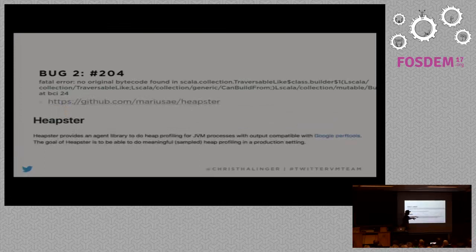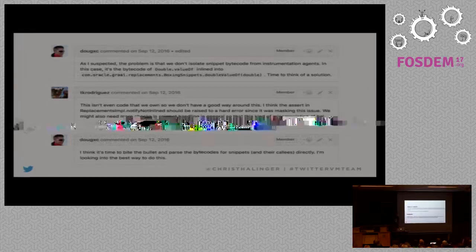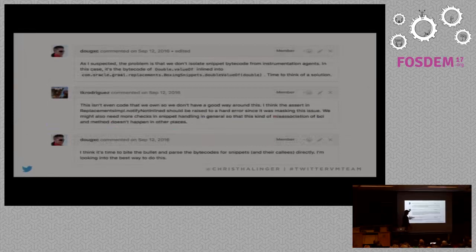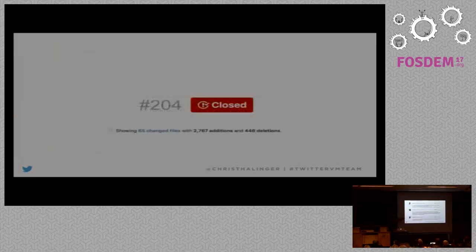So that's the GitHub page, and it provides an agent library to do heap profiling and so on. So we use that, and it turned out, I'm not going into the details here because we don't have the time, but this is a snapshot of the discussion we had on the GitHub page. It had to do with intrinsics basically. The one that failed was the double value off, because it's part of the core library and it's used by Graal itself, but then it got instrumented because it does a new object and so on. So that was basically the issue. This one was closed. It was a rather big change, as you can see. 65 files had to be touched, but now it works.